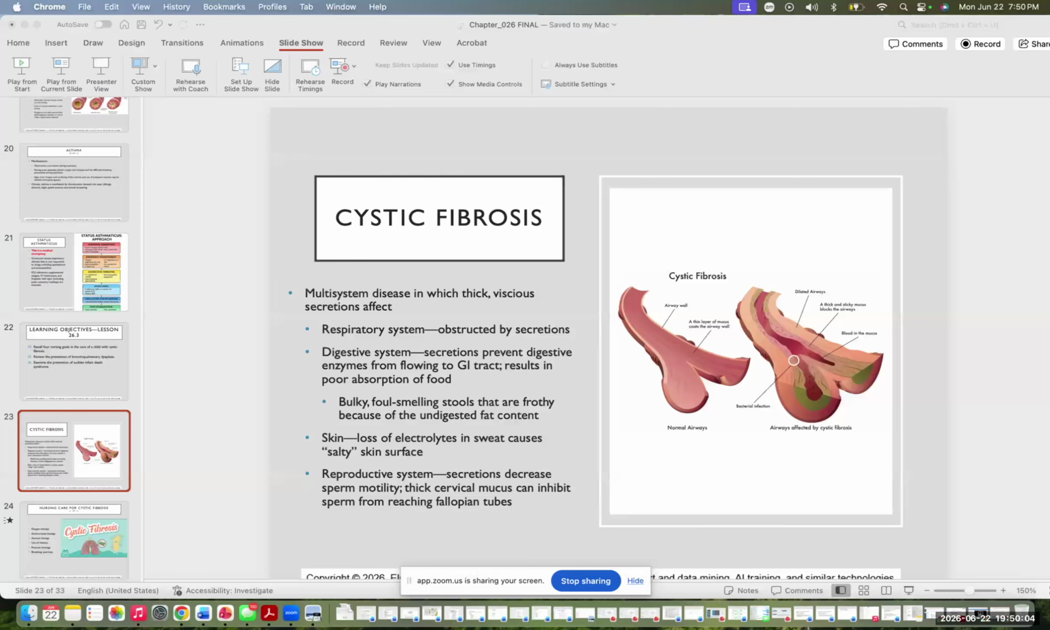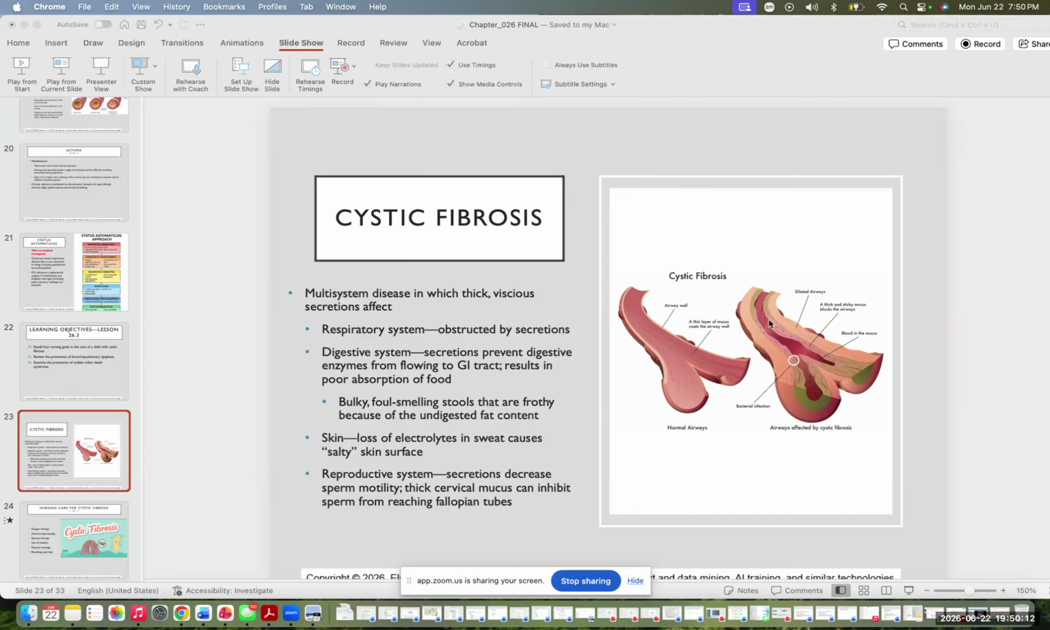Cystic fibrosis is a multi-system disease in which thick, viscous secretions are here, which affects the lumen of the bronchiole. If you're trying to show the slides, we can't see anything. You can't see? Let me share again. Hold on. Let me try. What about that? Are you seeing my slides? Okay.